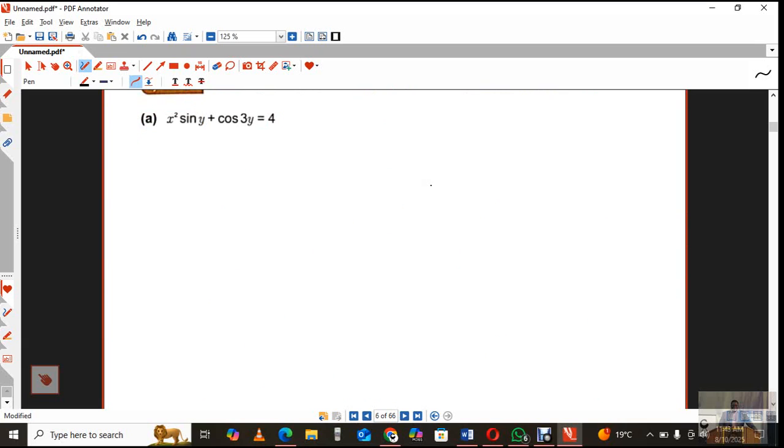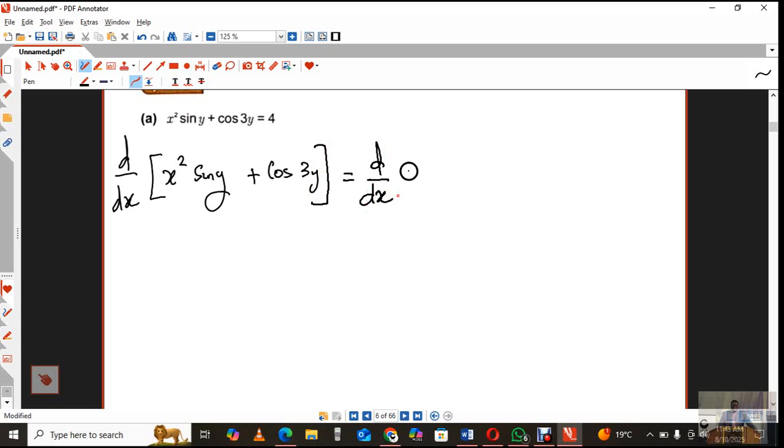Again, don't forget how to do the derivative of these functions. So this is d/dx of x squared sine y. These are two functions, so the product rule will be applied, plus cos of 3y. Then they should equal d/dx of 4. Now if you do the first one here, you are going to apply the product rule.